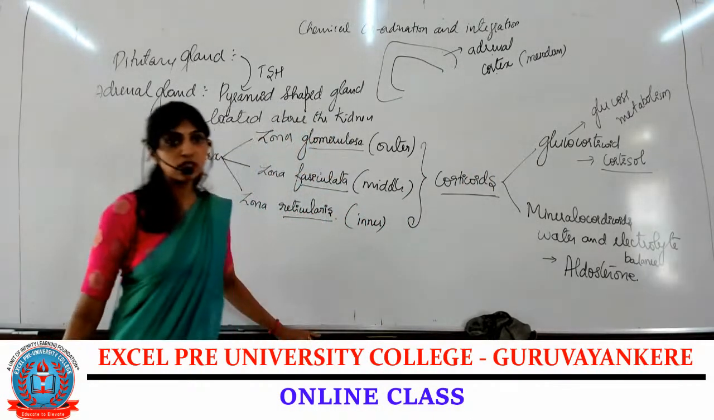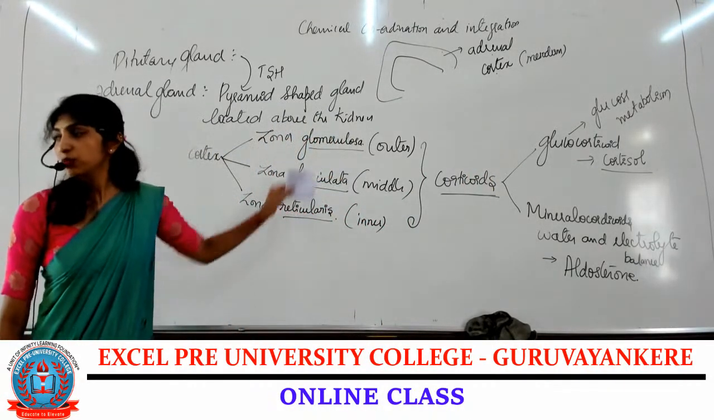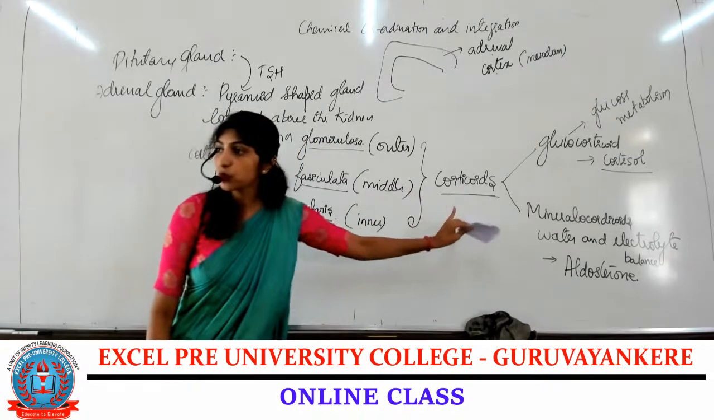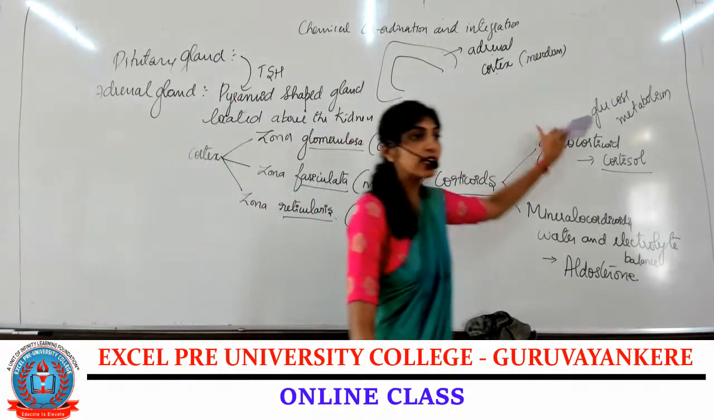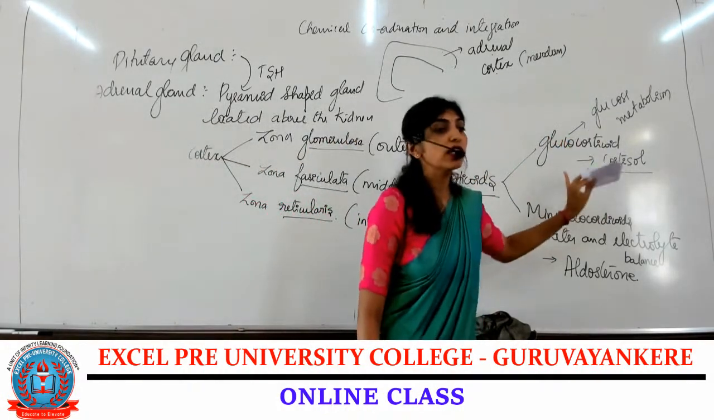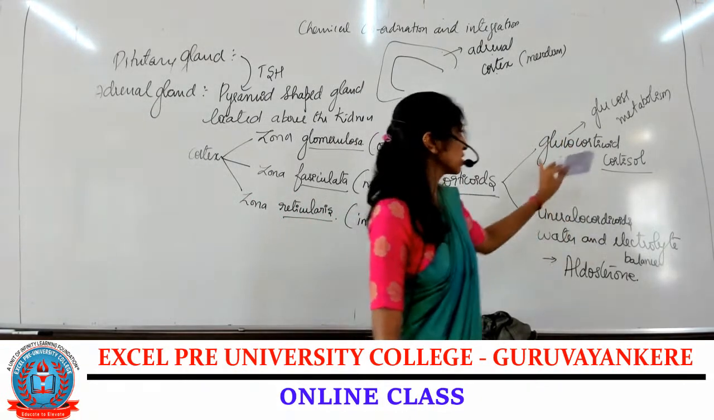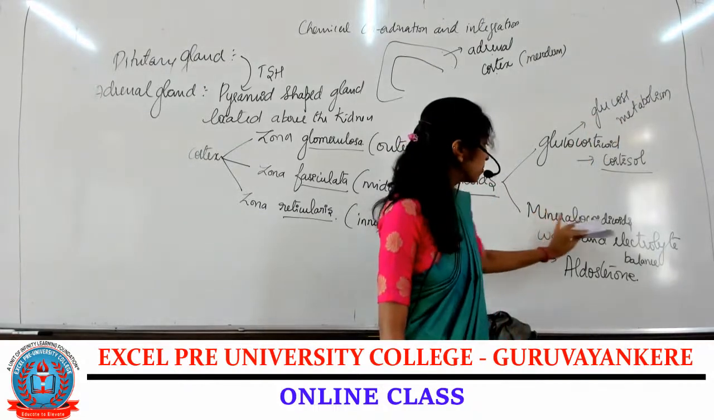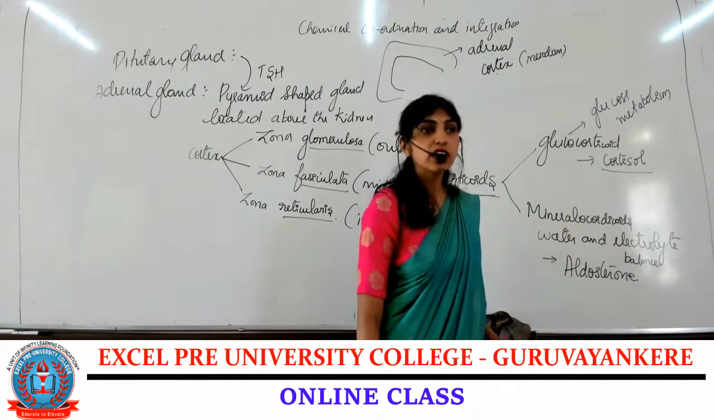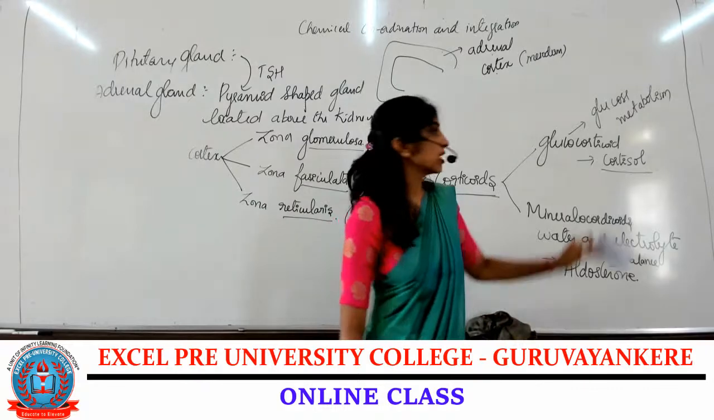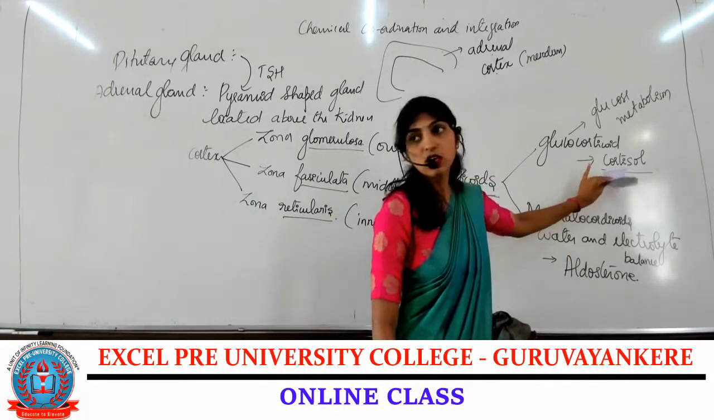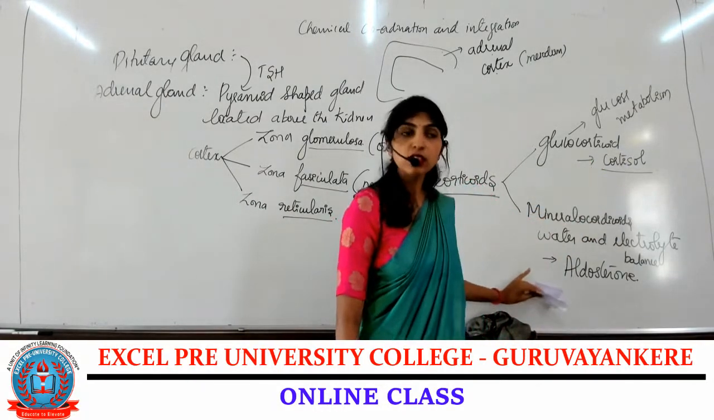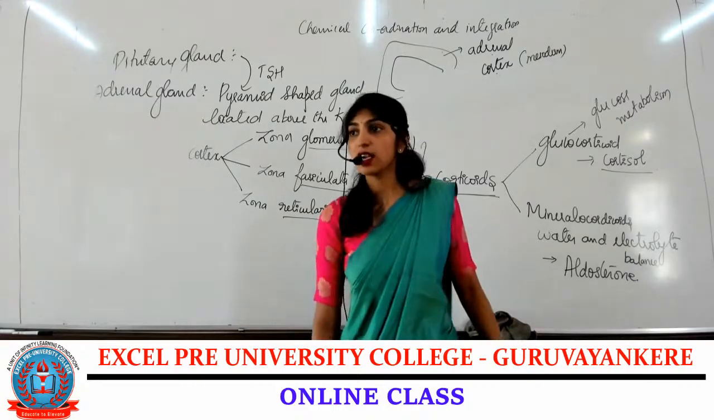Is that understood? The hormones secreted in these 3 zones are corticoids. What are the types of corticoids? Glucocorticoids and mineralocorticoids. Glucocorticoids help mainly in glucose metabolism, and mineralocorticoids help in water and electrolyte balance. The main glucocorticoid present is called cortisol, and the mineralocorticoid present is aldosterone.